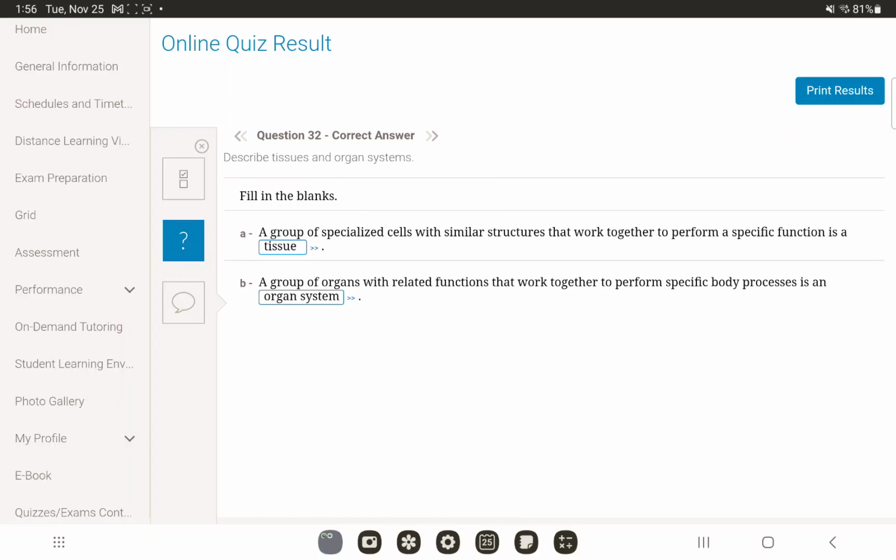A group of specialized cells with similar structures that work together to perform a specific function is a tissue. A group of organs with related functions that work together to perform specific body processes is an organ system.